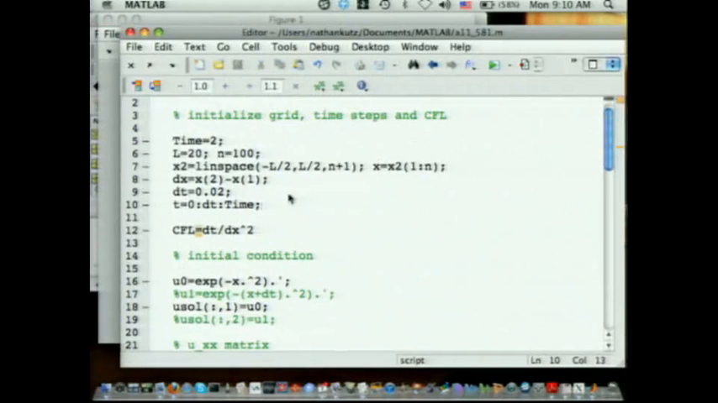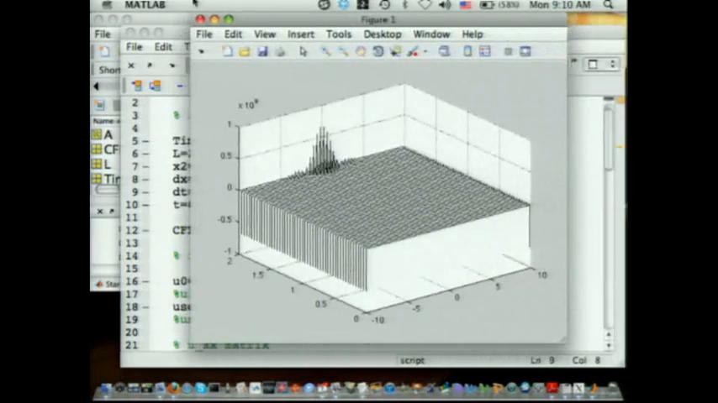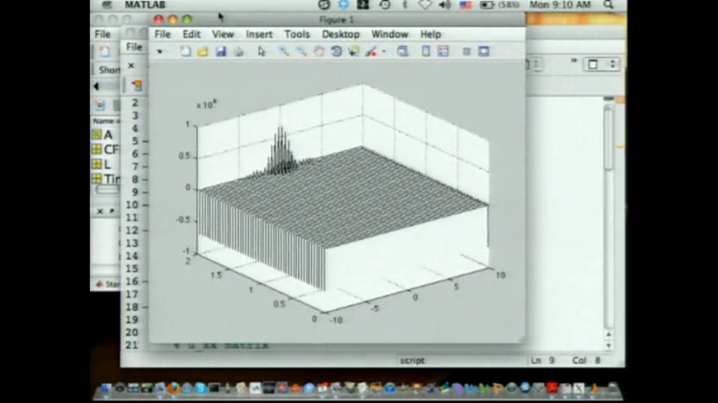So for the Euler method, I'm just going to make it 0.04. So now my CFL is 1 instead of half. Now if I run this thing, oh, 10 to the 9.